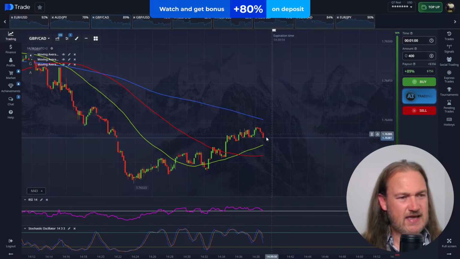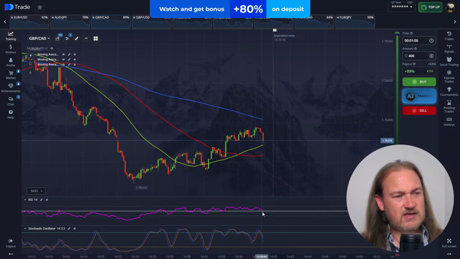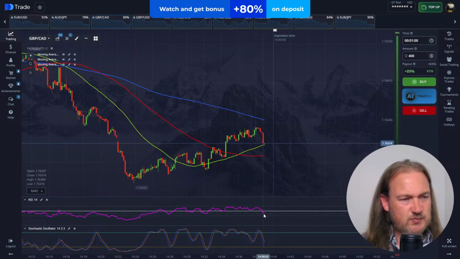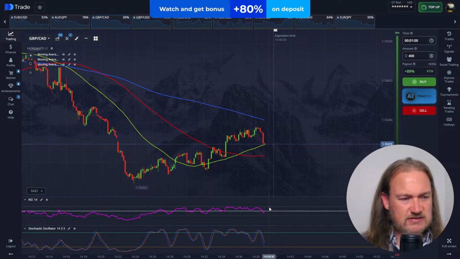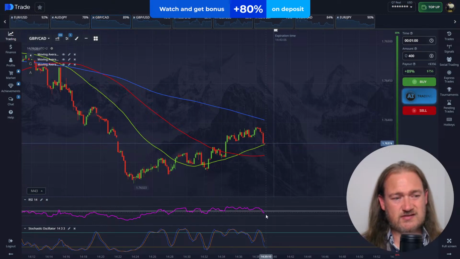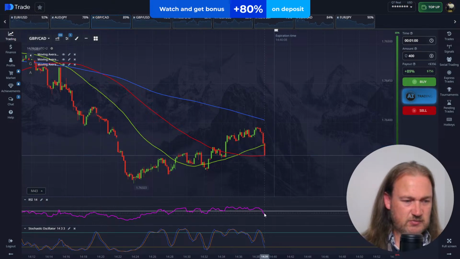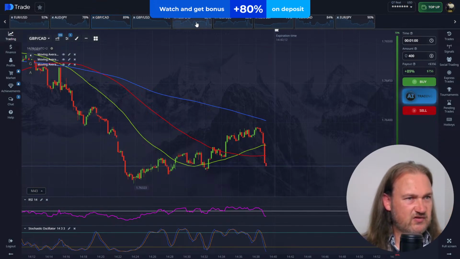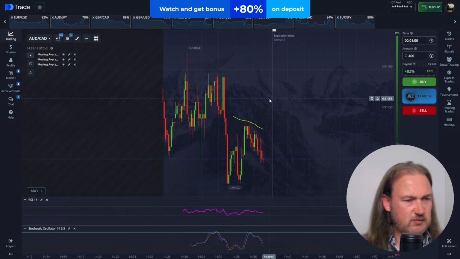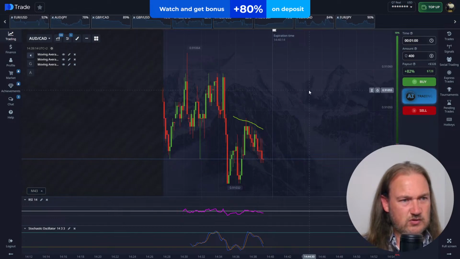What's this? GBP CAD. Okay, so it's coming down. It's hitting. If this rejects now and my RSI pulls back up, I'm definitely going to take a buy. But it doesn't look like this is happening. Okay, RSI is through. There's no way it's going to be rejecting, so that's not a trade for us using specifically this strategy. Let's see if we can find something maybe on one of the other ones.